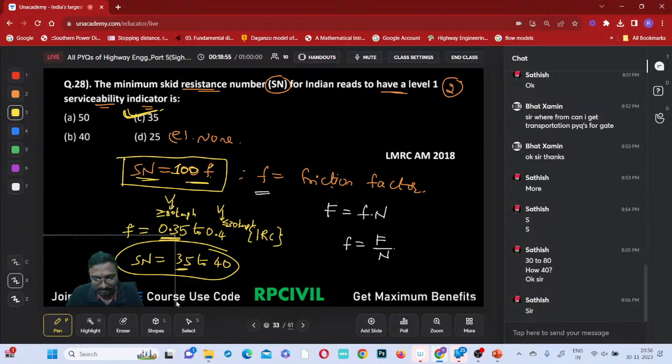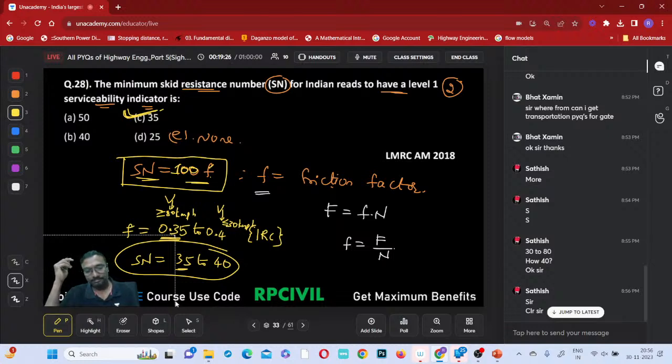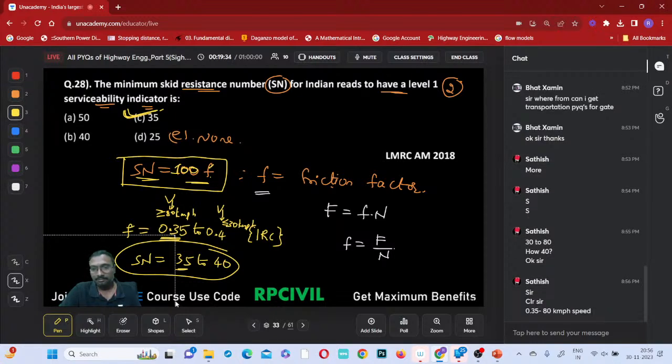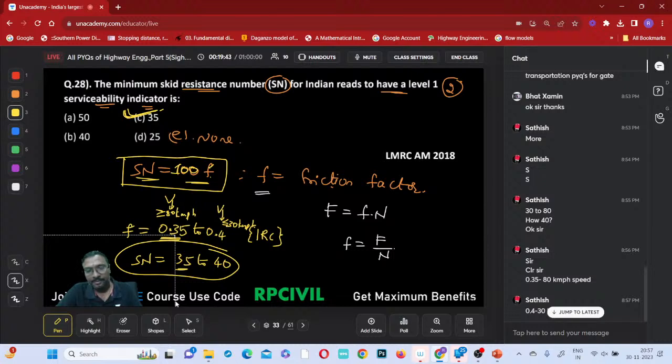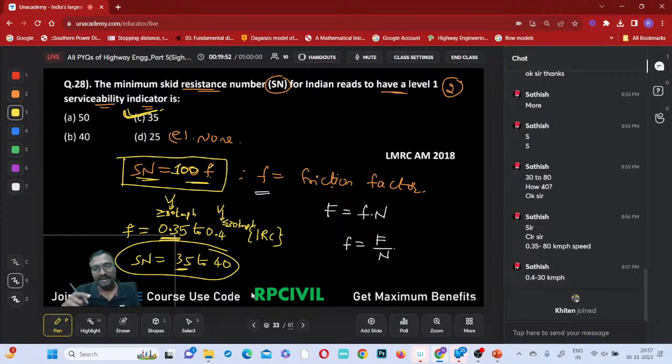Note this and tell me. Yeah, 0.35 for which one? This is for greater than or equal to 80 kmph only, no? 0.4, yeah, for lesser than or equal to 30 kmph. Lesser speed, higher friction. Higher speed, lesser friction, you know that, right? Note this and tell me.